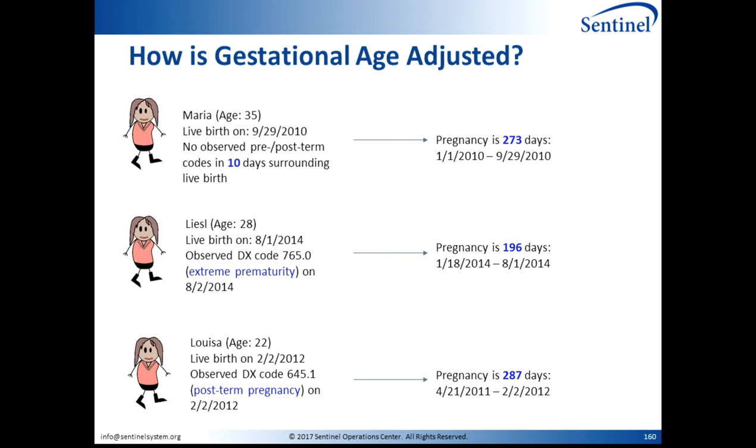Louisa is a 22-year-old woman who has a delivery and then also has an additional code to indicate that she has a post-term pregnancy. And so her duration is then adjusted from 273 to 287. All of these date adjustments have actually been validated via that paper that was referenced at the bottom on the prior slide. And so all of this is coming from an approved or a validated algorithm in the ICD-9 era that has established these numbers of days appropriately.